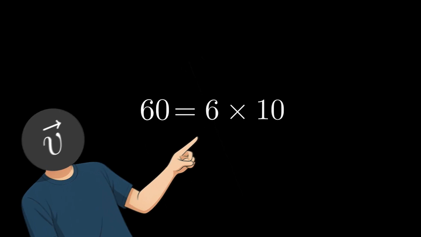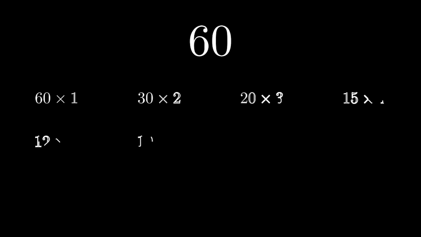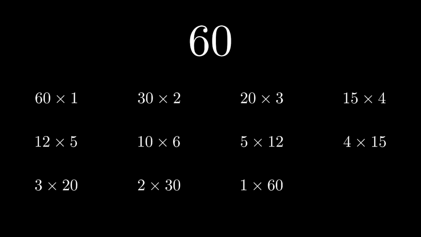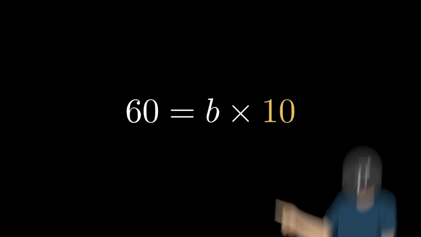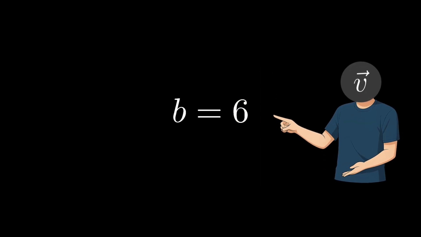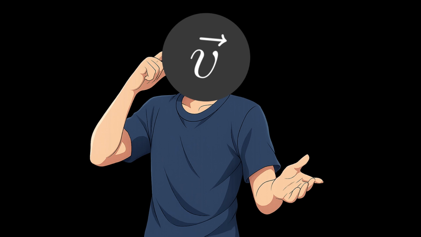But now let's flip it. What if we only know the result, 60? How do we figure out what B is? We could try factoring 60 into different combinations. But if we're given a clue, say that C is 10, it becomes much easier to figure out that B is 6. Now, here's where Bitcoin is different.